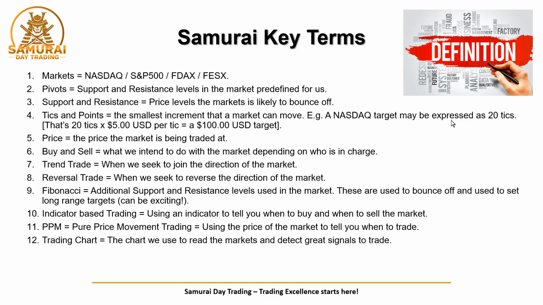Price, guys, is naturally the price the market is trading, buy and sell. Literally, if we want to buy the market, we want to make money when the market goes up. If we're selling the market, we want to make money when the market goes down. Now, when people are trading with the trend, as you'll see the trend indicator on the live chart shortly, they're trading with the buying trend when it is green, and they're trading with the selling trend when it is red.